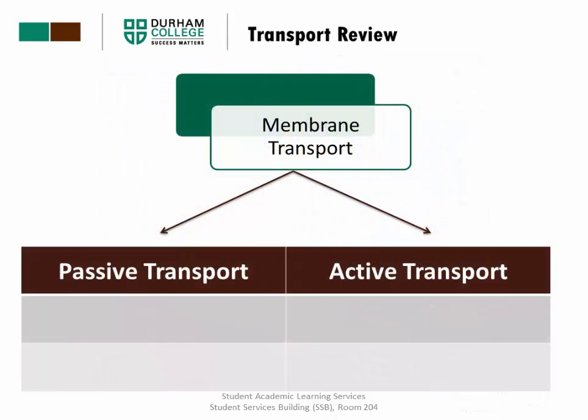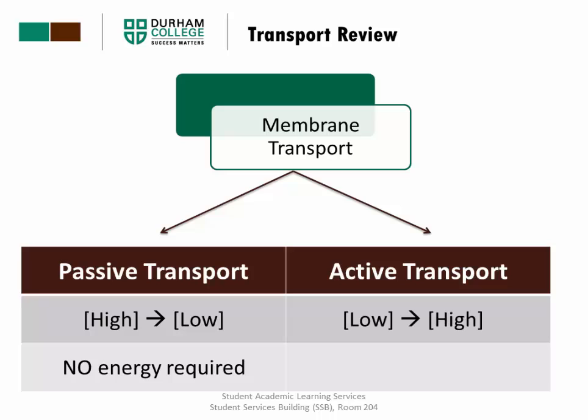In the end, for membrane transport, there are two major types of transport: passive and active transport. Passive transport is when chemicals move across the membrane from high to low concentration. No energy is required for this process to occur. On the other hand, active transport is when chemicals move from low to high concentration. And in this case, energy is required by the cell in order to move those chemicals.